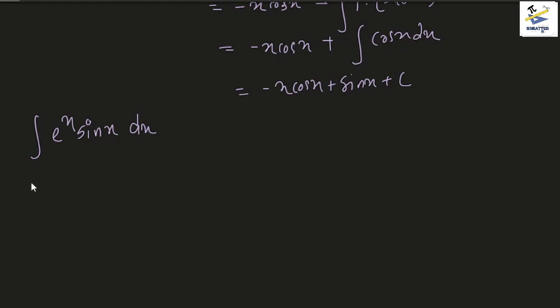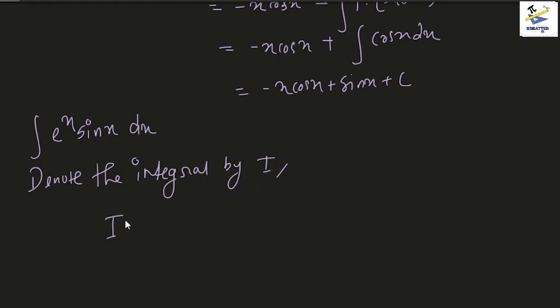Let's see. Denote the integral by I. Then what we have is I is equal to integral of e to the power x sin x dx. Now if you remember in the rule ILATE, E, that is for exponential functions, that came last. So obviously e to the power x is going to be the second function here, and sin x is going to be the first function.